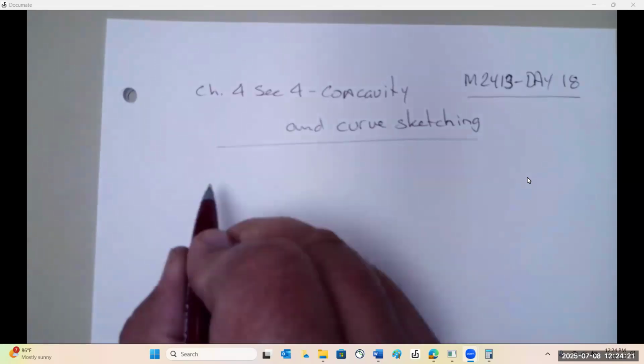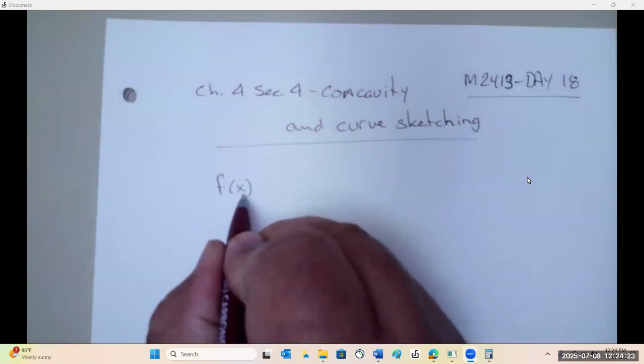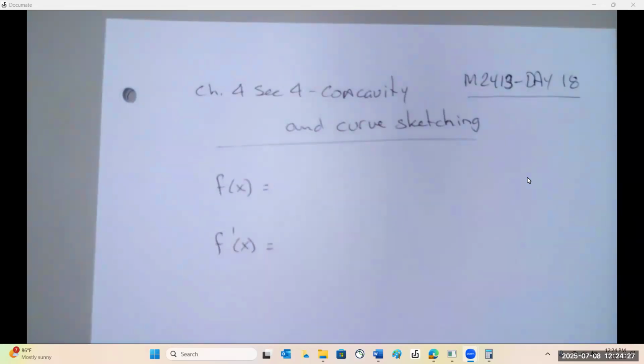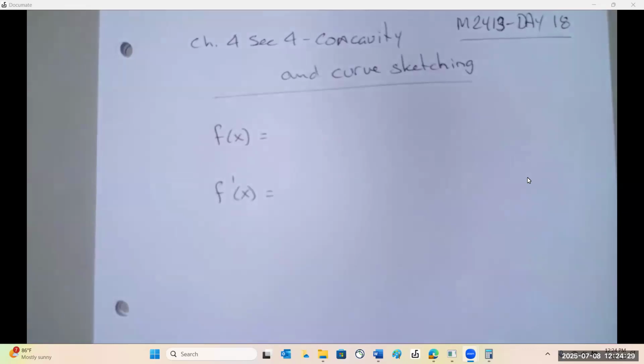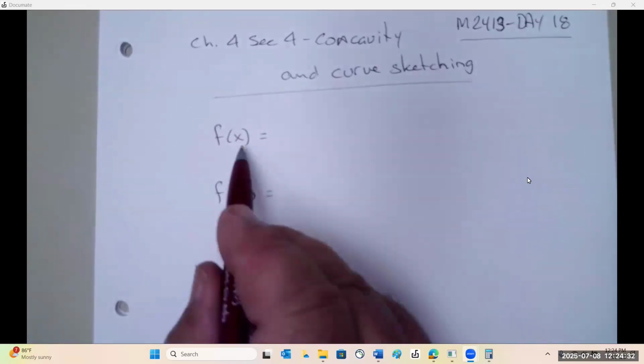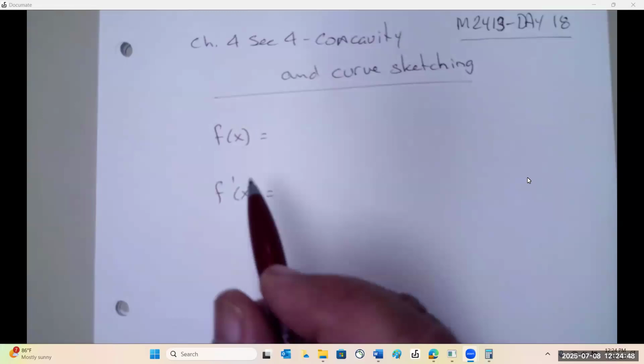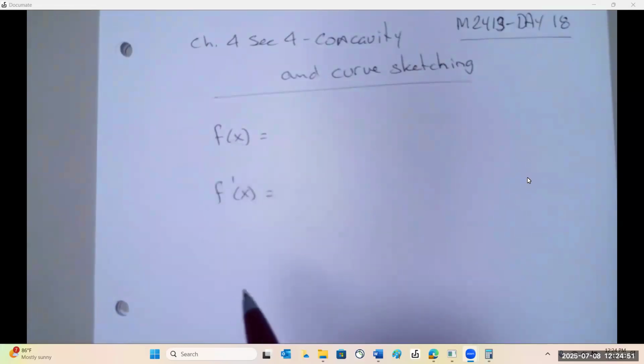So let's look at what we have so far. What does the first derivative tell us? I mean, what does the original function tell us? What does it give us information-wise when it comes to curve sketching? Actually, you'd be surprised how much it gives us. What can we find by just the original function itself?